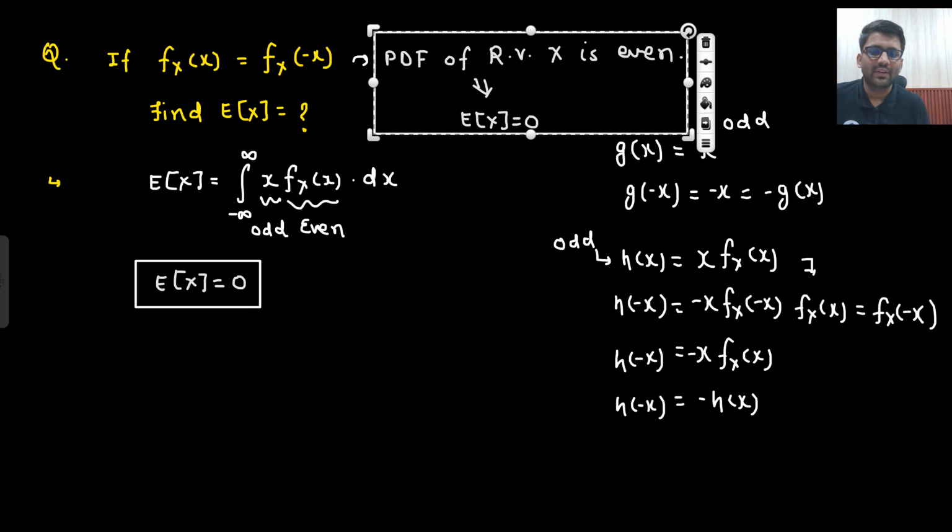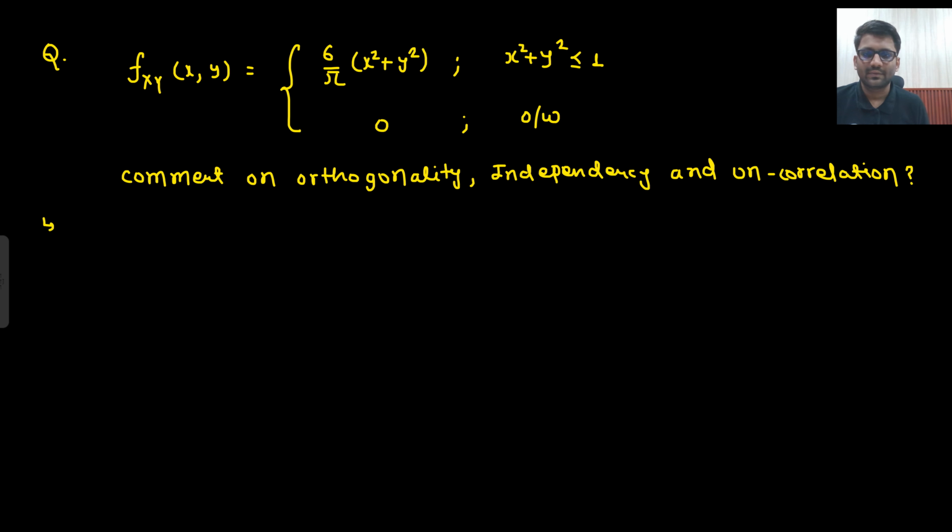If your PDF is even, then your expectation will be equal to 0. All good? All fine? Now this thing is given. You need to comment on orthogonality, independency and uncorrelation. f(x,y) is given. The complex expression is there.